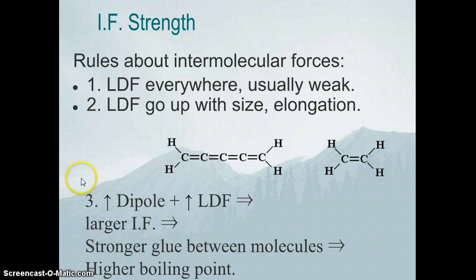So besides London dispersion forces, we also have dipole moment. Obviously dipole moment is an intermolecular attractive force that keeps molecules next to each other. And the greater the dipole moment, and the greater the London dispersion force, these are additive. These are our two intermolecular forces that we've talked about so far. So if this one's big and this one's big, the total intermolecular force is larger. We have a stronger glue between the molecules, and again, boiling point is a measure of that total intermolecular force.